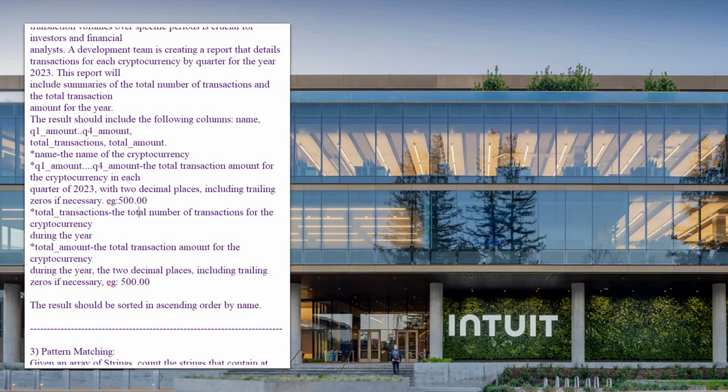So they are going to give the input, the complete table will be given, and out of that you are supposed to display the 4 columns only. The first column should be the name, the second column the quarterly amount for each, like for the year, so each quarter how much amount has been invested for that cryptocurrency, and the third is the total number of transactions, and the total amount is the fourth column.